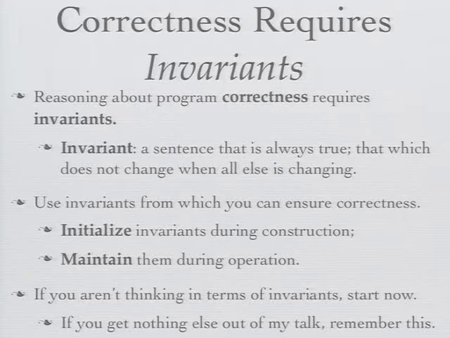So the way to think about the correctness of your code is, what doesn't change while all this stuff is changing? I've heard someone say the essence of software is change. So you want stuff to happen, but you also want some other stuff to not happen. Computers make it easy to say what you want and have it happen. They also make it really easy to say what you really did not want and have it happen. This is a fundamental problem. So invariants are sentences that are always true. They do not change when all else is changing.